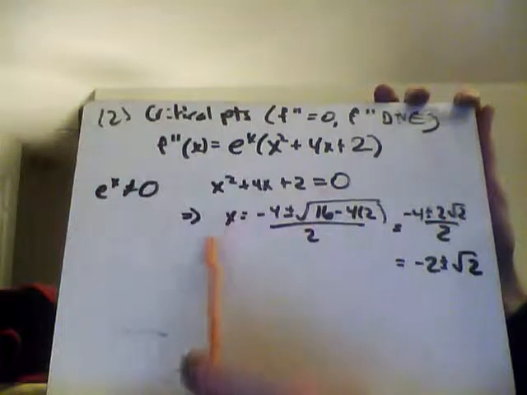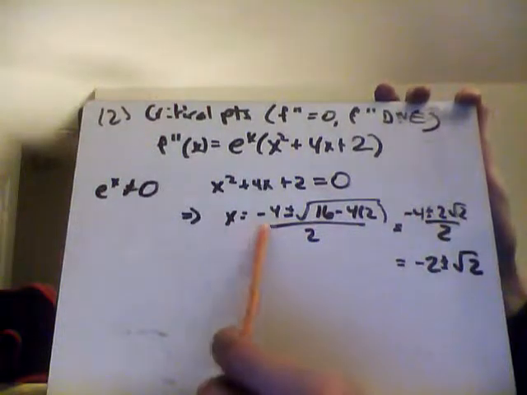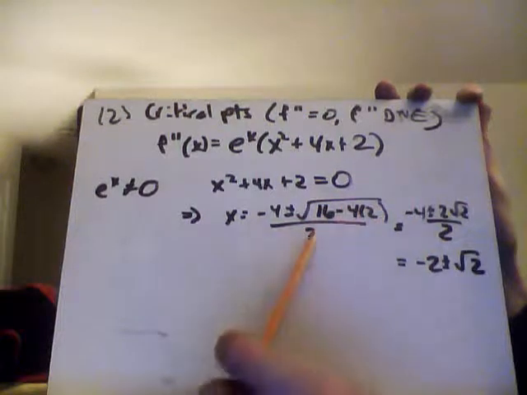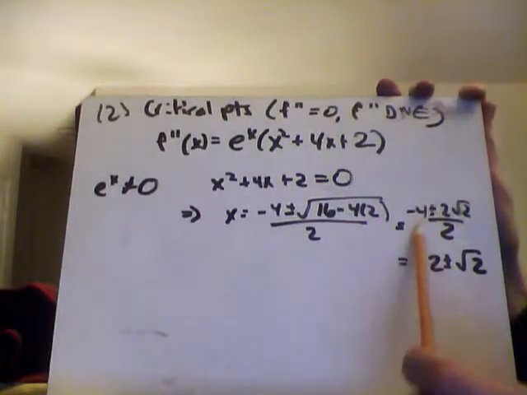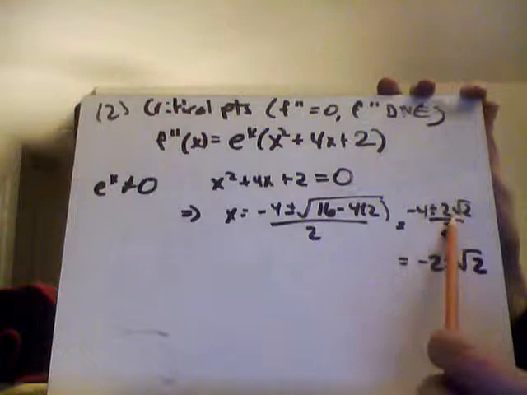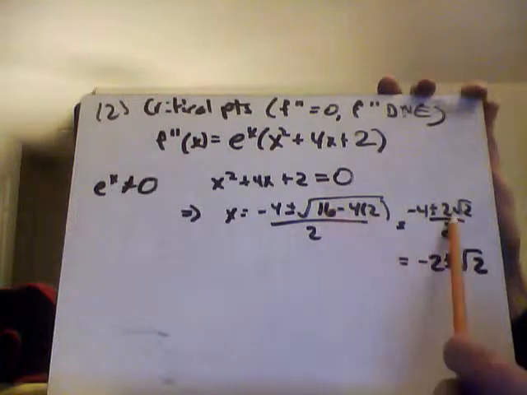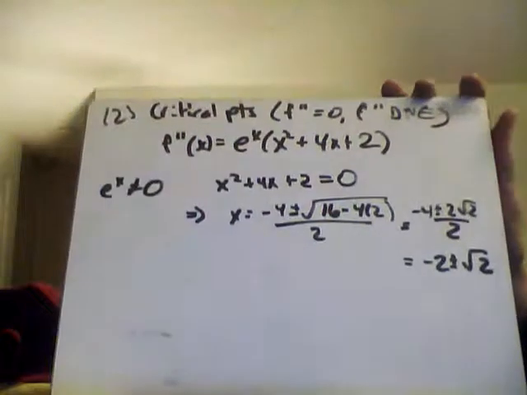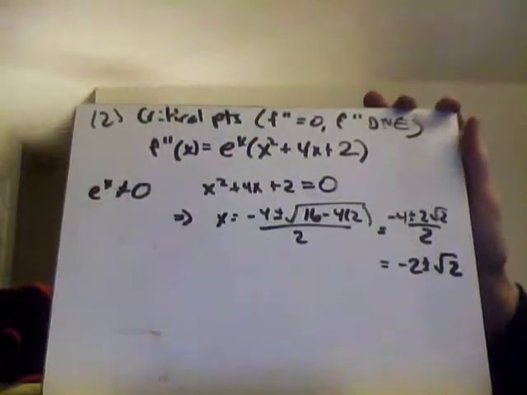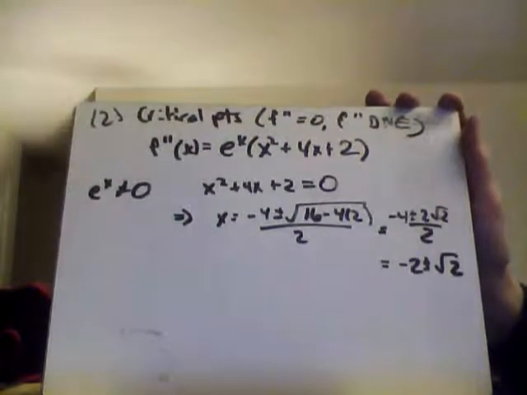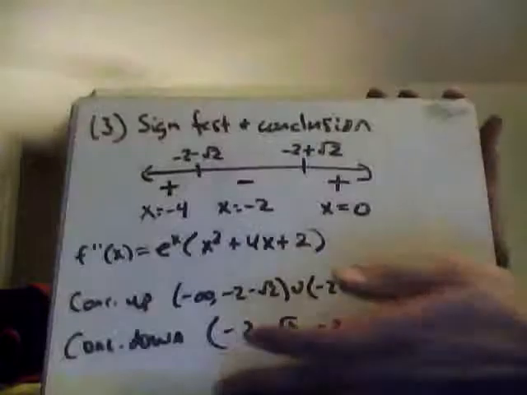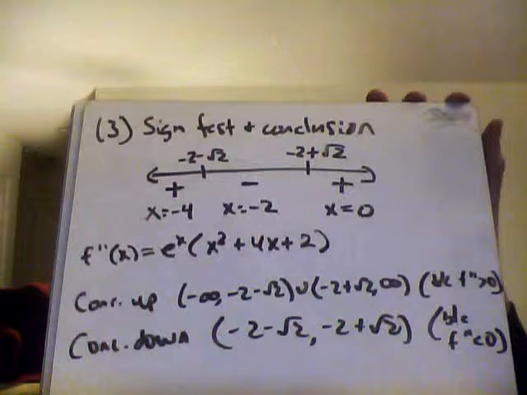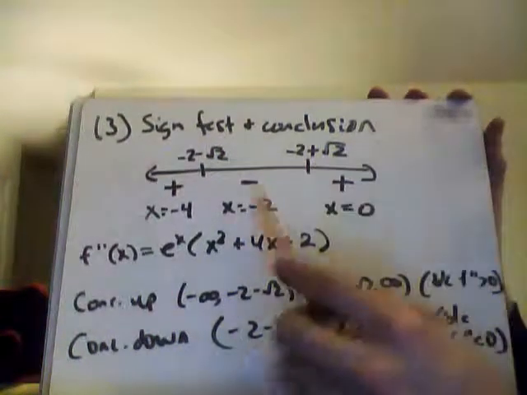So we resort to our quadratic formula. X is equal to negative 4 plus or minus the square root of 16 minus 4 times 2, all over 2. When you reduce this, the square root of 8 reduces down to 2 root 2. And this reduces down to negative 2 plus or minus root 2. This is going to make for a fun sign test. So let's take a look at that. We've got two critical points, negative 2 minus root 2 and negative 2 plus root 2.